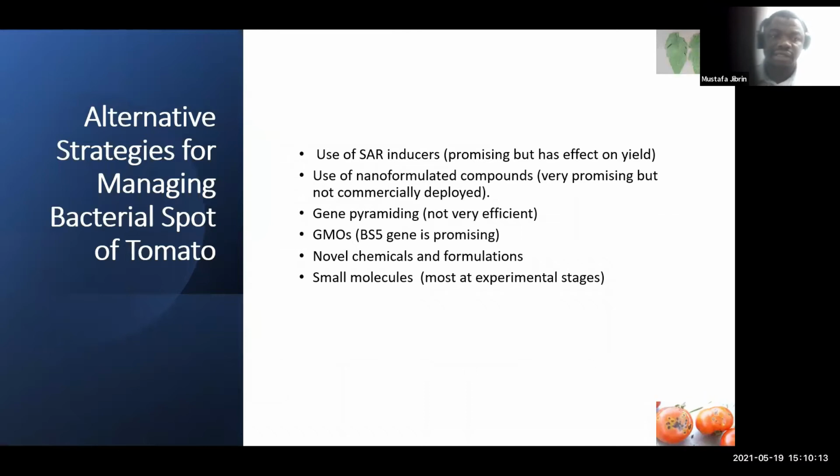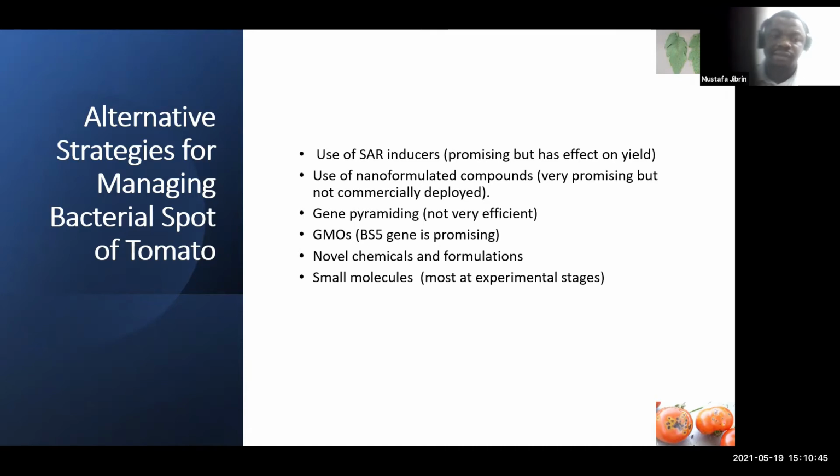So there are alternative strategies that have been looked at for managing the disease. Use of SAR, systemic acquired resistance inducers, is promising, but they have effects on yield in that they reduce the yield in most instances. And there have been trials to see if nano formulations of already known compounds can help in managing the disease. It's still yet to be deployed commercially. Gene pyramiding could break down very soon.